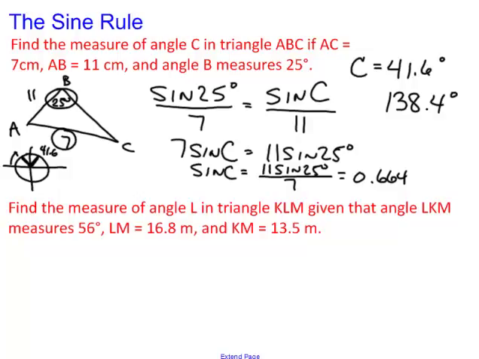If one triangle had a 25 degree angle and a 41.6 degree angle, the third angle would be 180 minus 25 minus 41.6, and we could figure out what that third angle would be. The other possibility is that it could be 25 degrees, 138.4 degrees, and a different third angle. So we actually have two possible triangles here.